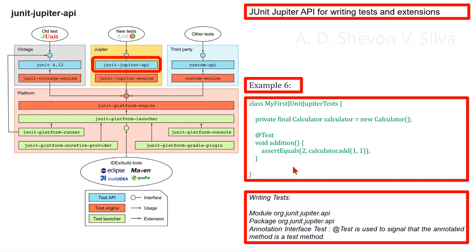As an example six, we are now considering writing tests. Here the annotation interface @Test is in package org.junit.jupiter.api in module org.junit.jupiter.api. @Test is used to signal that the annotated method is a test method. The following example provides a glimpse at the minimum requirement for writing a test in junit-jupiter.